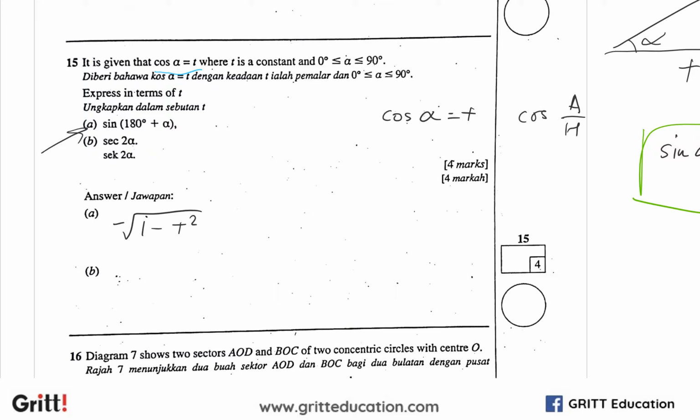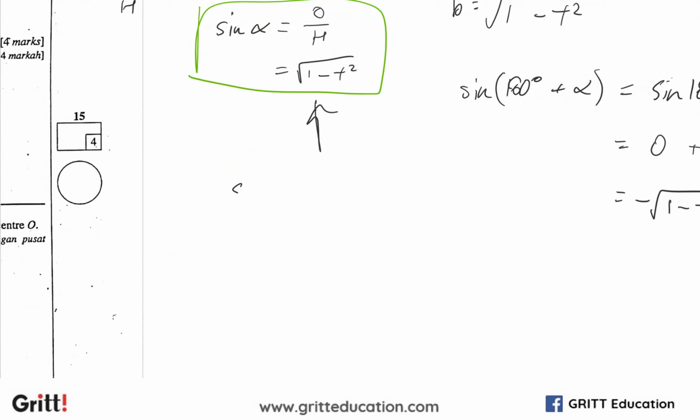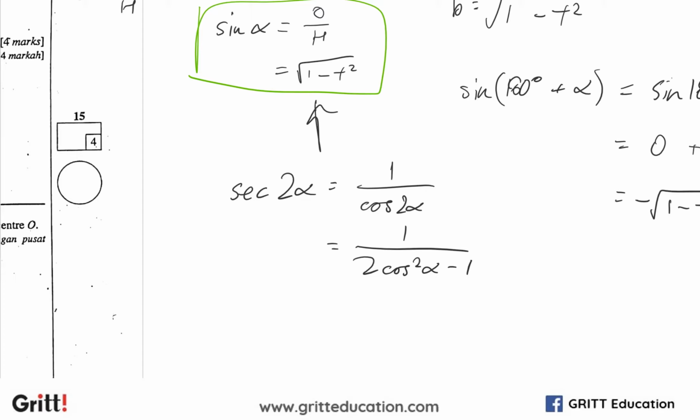Now how about for B? For B, what you want to do is put secant and then 2 alpha. Secant is actually the same meaning as 1 over cos and then 2 alpha. So it's the same meaning. Now cos 2 alpha, you can actually write it as 2 cos squared alpha minus 1.